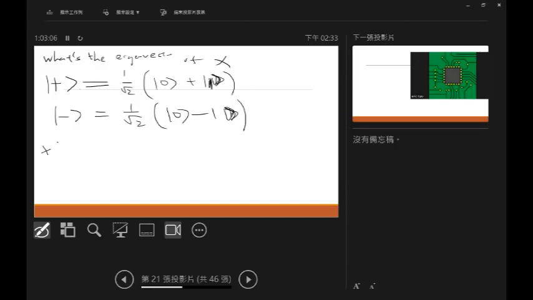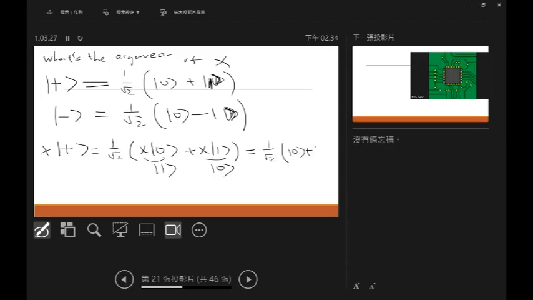Okay, so what's X on plus? It will be 1 over square root of 2, X0 plus X1. Remember that I said 0 and 1 can flip, right? So X will flip 0 to 1, and this X1 will be 0. But it's the same, right? It's commutative, so it's 0 plus 1. So this is plus. So X on plus will be plus. This plus state is also called the diagonal basis. So plus is the eigenvector of X. Simple enough.